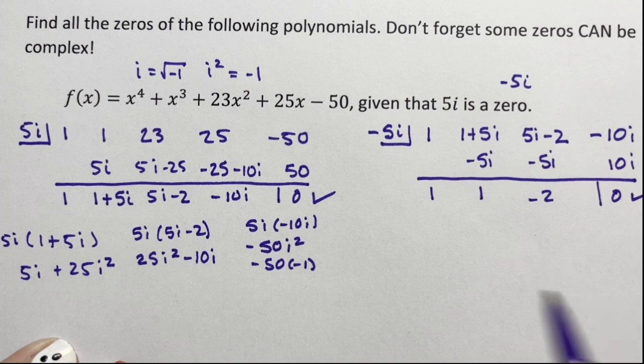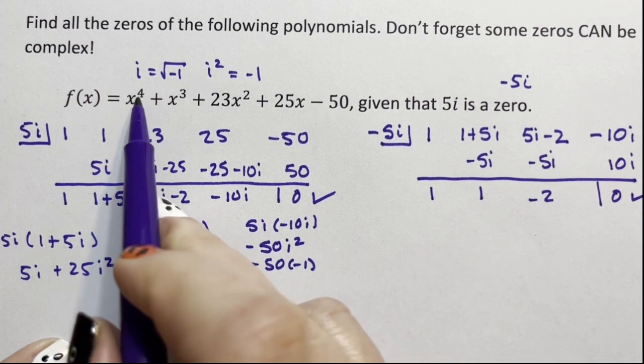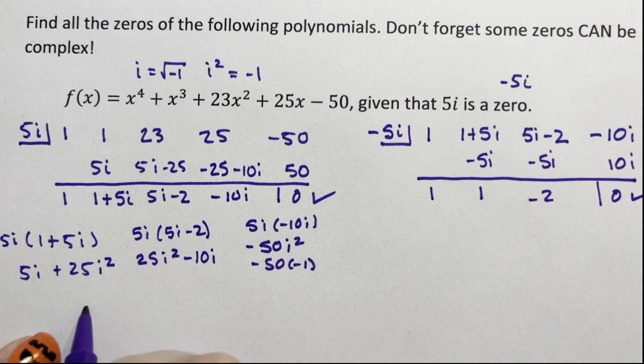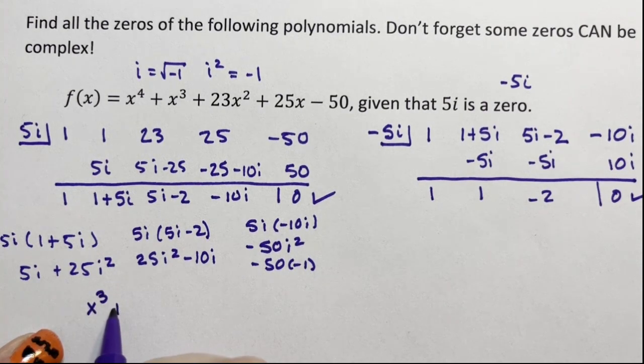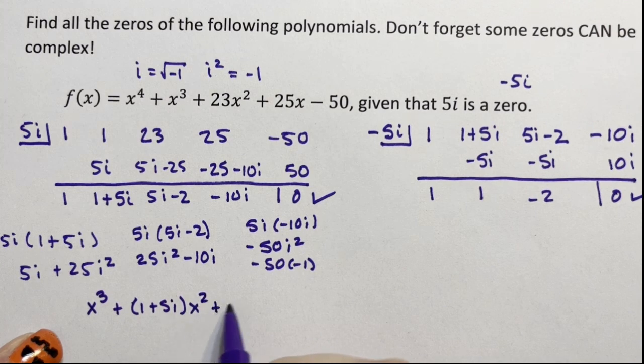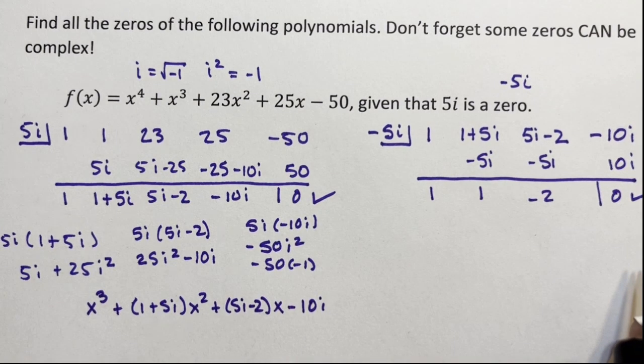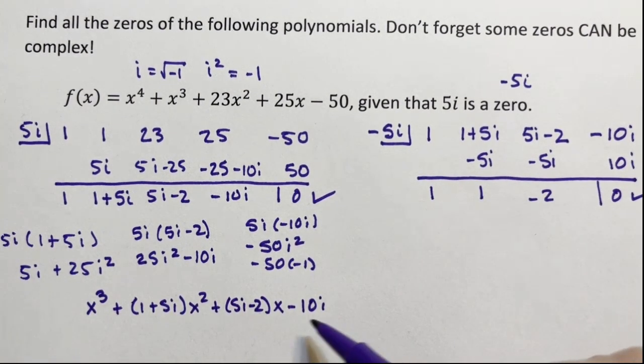It's just beautiful. I'm left with, if this is an x to the fourth, this is an x cubed. If you're curious, this is really x cubed plus 1 plus 5i x squared plus 5i minus 2 x minus 10i, which is stupid. No, it's not stupid. It's fun. It's ridiculous, right?